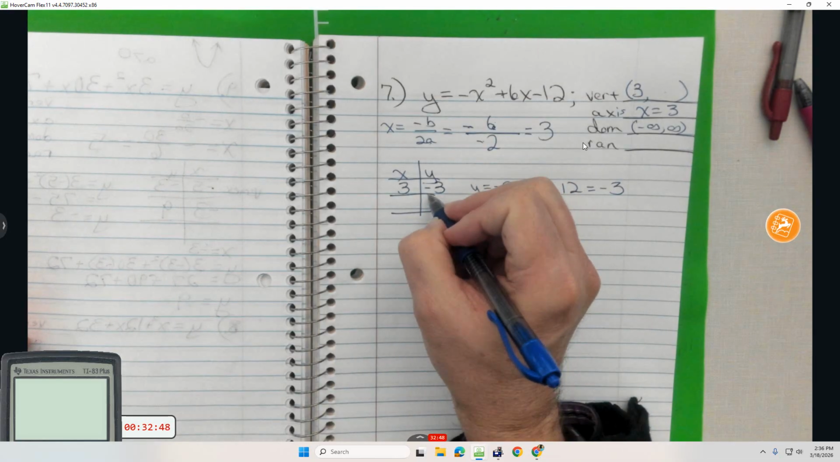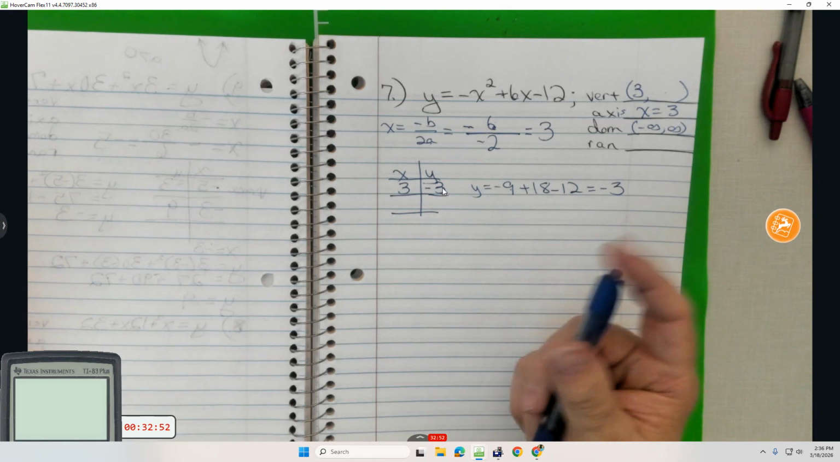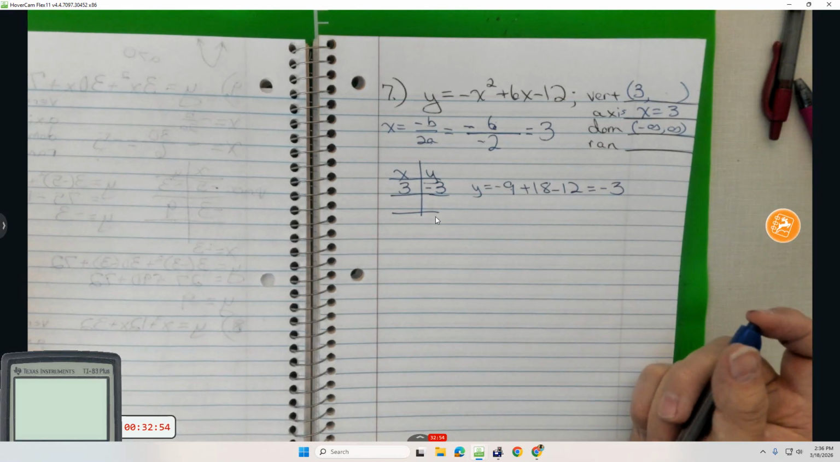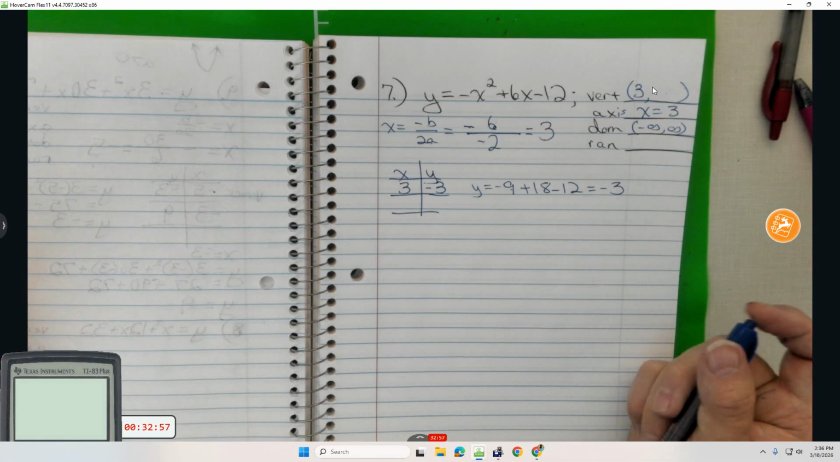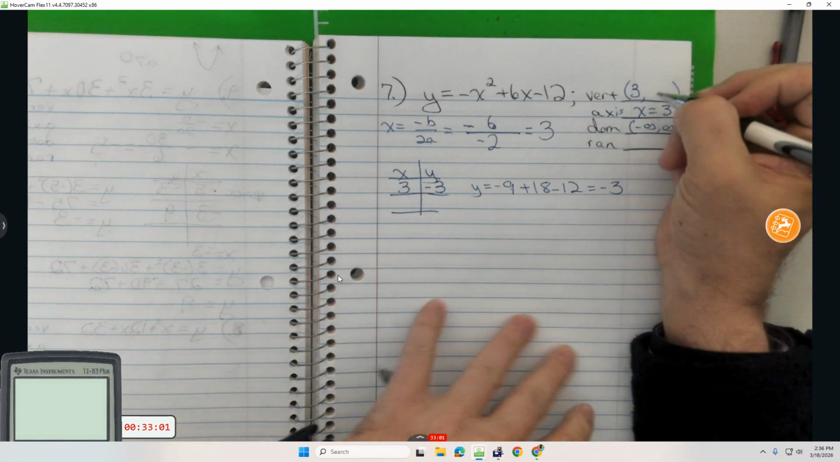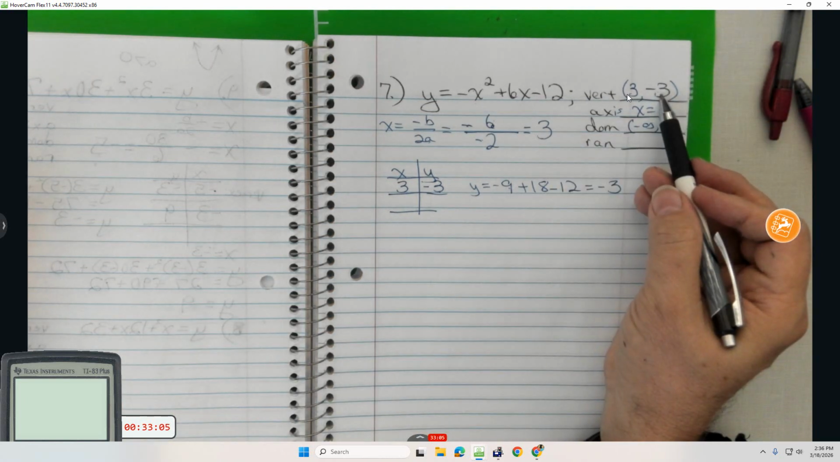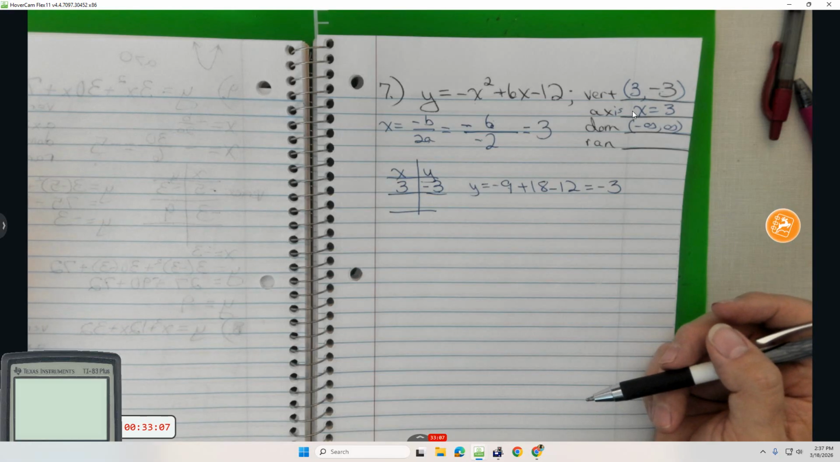It's just a coincidence that the y coordinate of the vertex is another negative 3. That will not always be the case. So I write my negative 3 right here. Y'all follow what I did? I plugged in 3 and simplified to get the y value of negative 3.